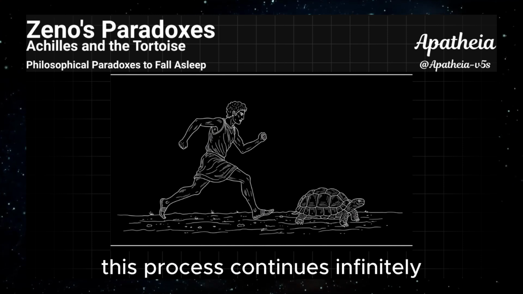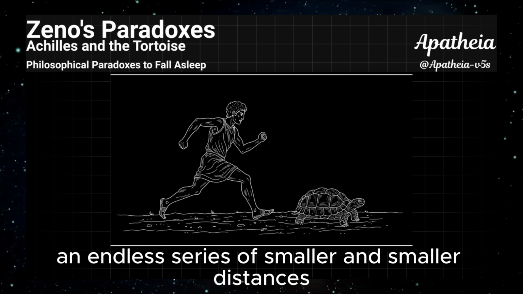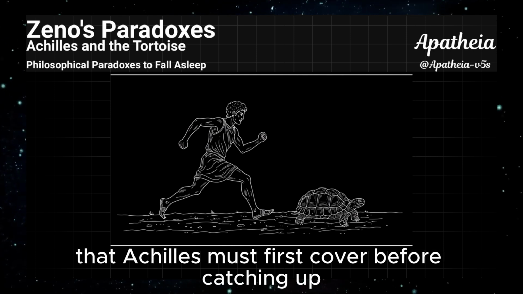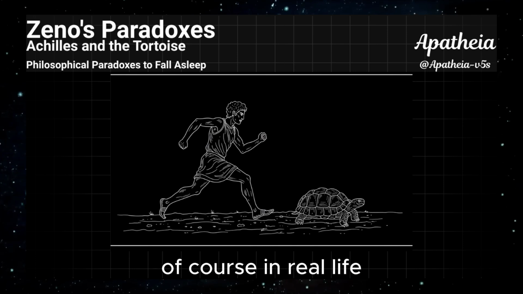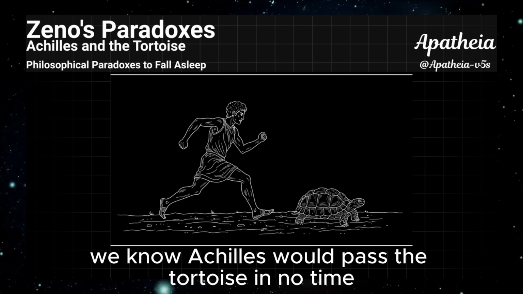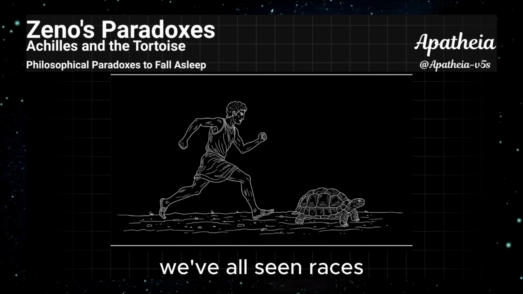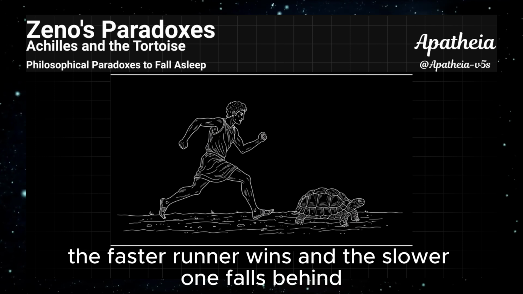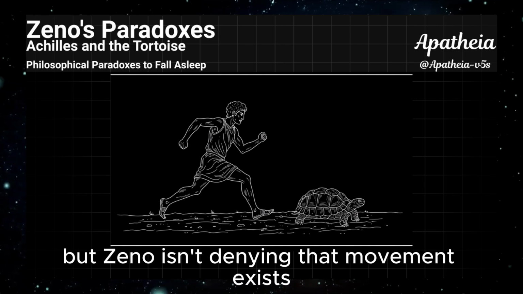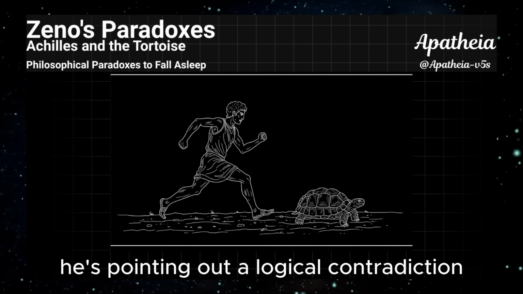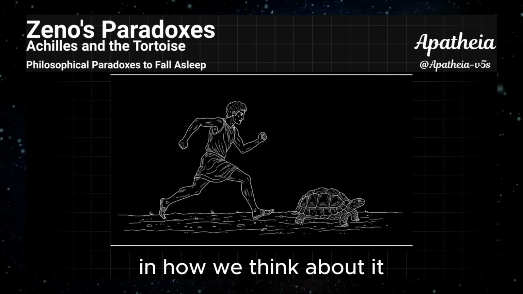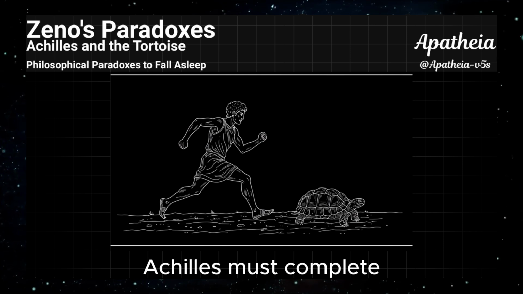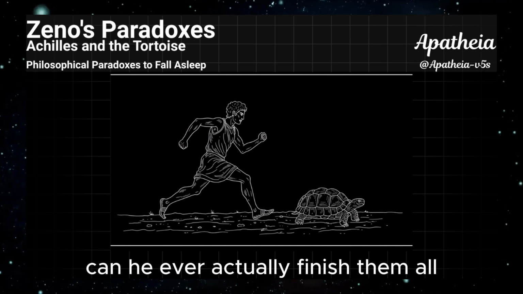This process continues infinitely, an endless series of smaller and smaller distances that Achilles must first cover before catching up. Of course, in real life, we know Achilles would pass the tortoise in no time. We've all seen races. The faster runner wins, and the slower one falls behind. But Zeno isn't denying that movement exists. He's pointing out a logical contradiction in how we think about it. If there are an infinite number of steps Achilles must complete, can he ever actually finish them all?